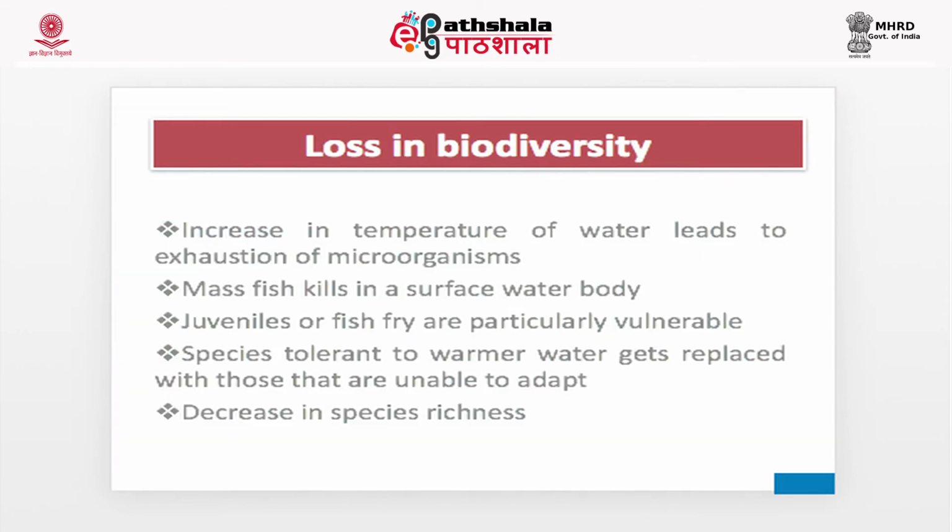Thermal pollution also causes loss in biodiversity as increase in temperature of waters leads to exhaustion of microorganisms. Mass fish kills occur on a surface water body. The species composition changes as species tolerant to warmer water get replaced with those that are unable to adapt. This transition leads to an overall decrease in species richness of that water body.